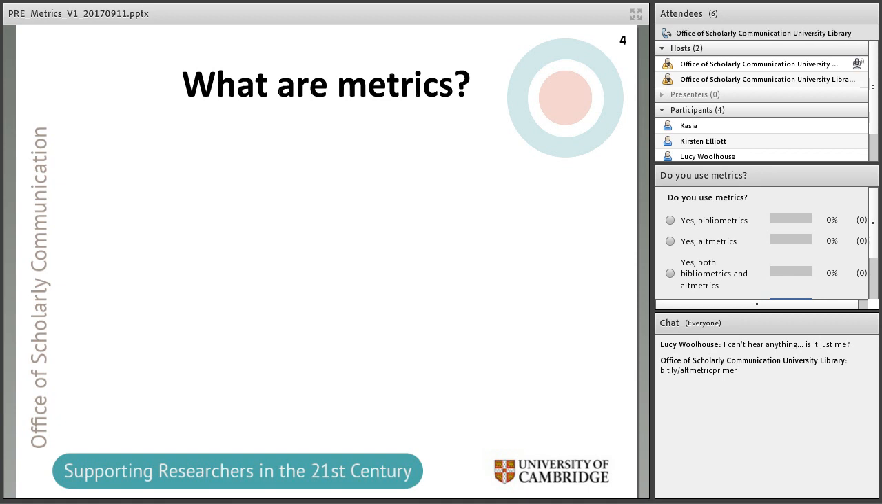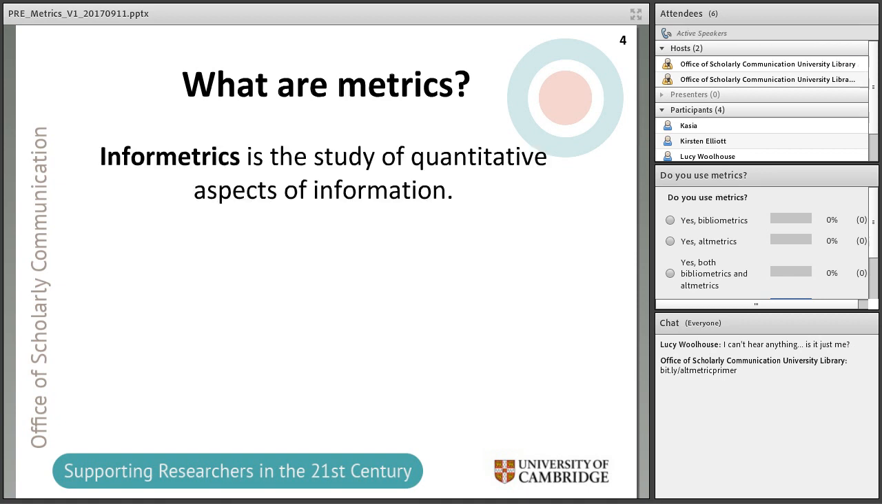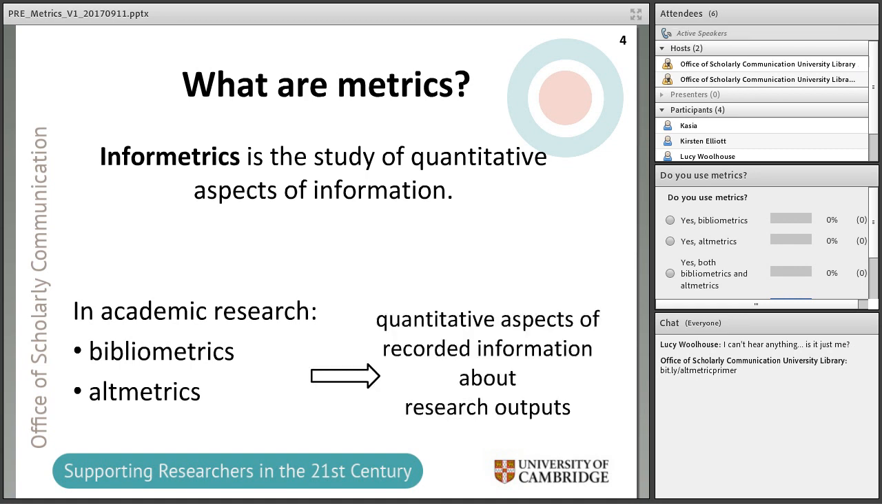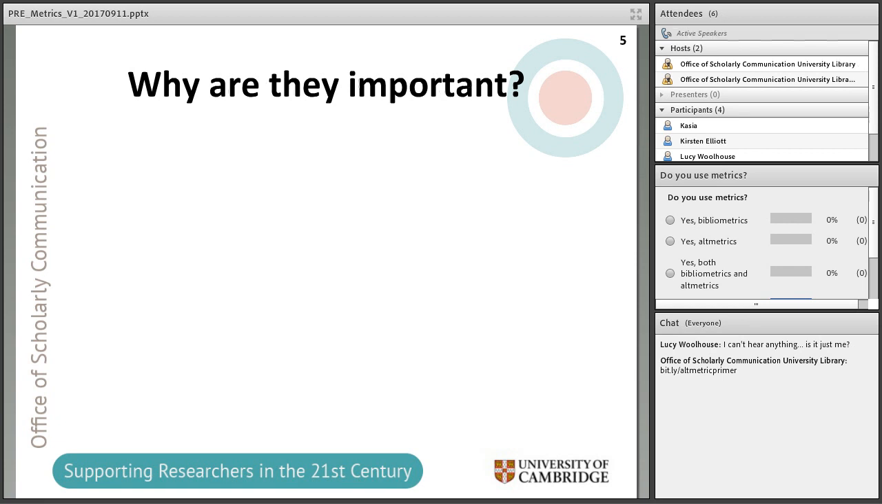So what are metrics, first of all? Well, infometrics is the study of quantitative aspects of information. That's a kind of formal definition. In academic research, infometrics breaks down into bibliometrics and altmetrics. And these are basically quantitative aspects of recorded information about research outputs. So that's stuff you can record about research outputs that we can then do research about. So we can contrast and compare, see if one thing's better than another, do some statistics on them. So, as I was saying, there's altmetrics and bibliometrics.